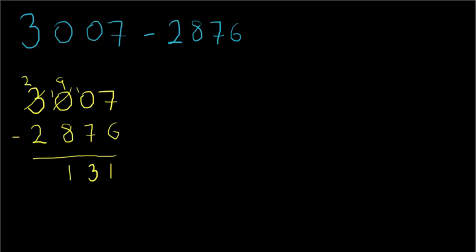I'll leave it without the 0 because we usually do not put zeros in front of whole numbers. But we can record our answer for 3007 take away 2876 is 131.